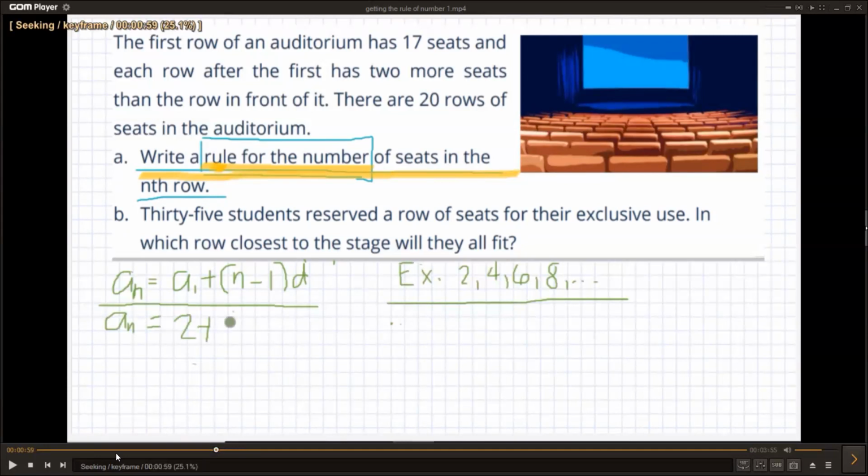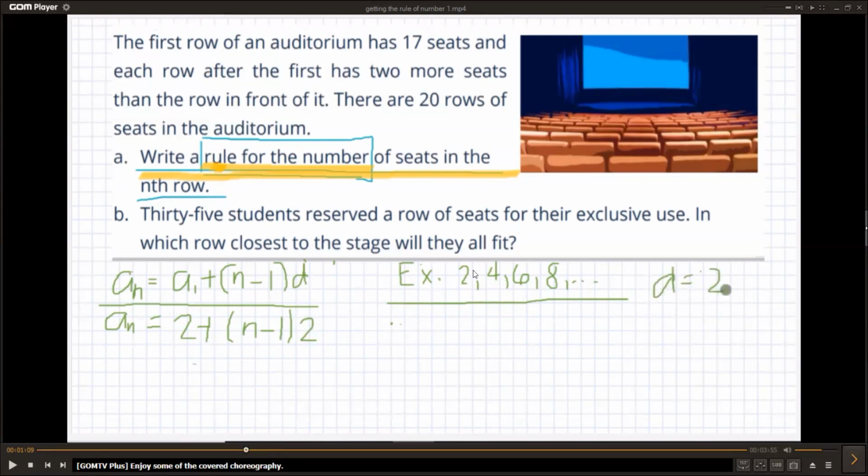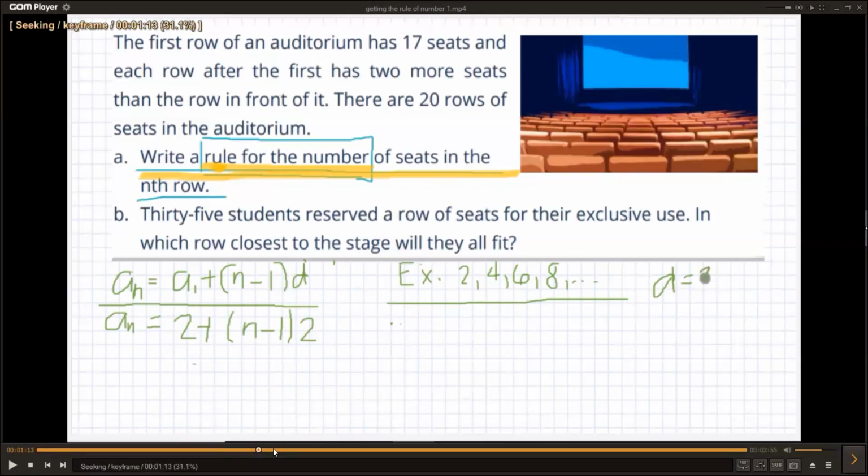What we need here is to get the first term and the common difference. We know that the common difference here is 2, so we need to substitute the first term and the common difference. Again, you just substitute the first term and the common difference. That's all we need in getting the rule of the number using the arithmetic sequence general formula.